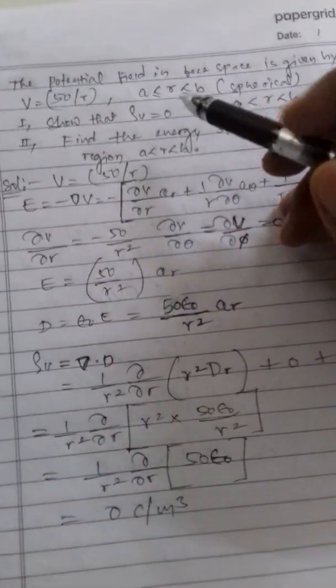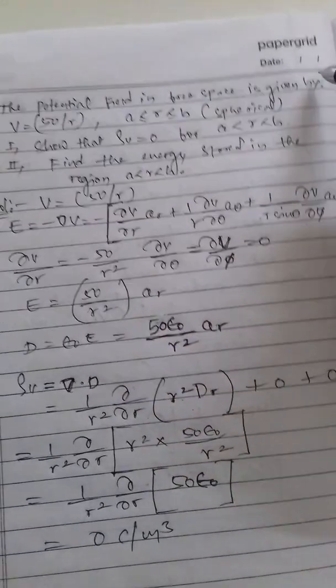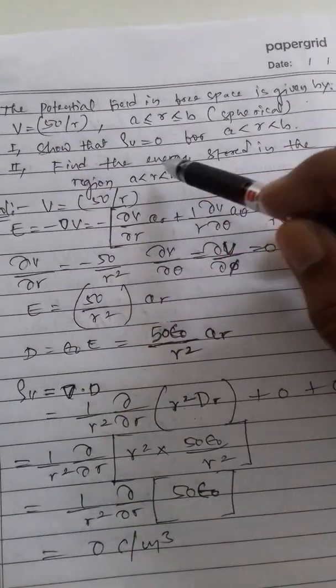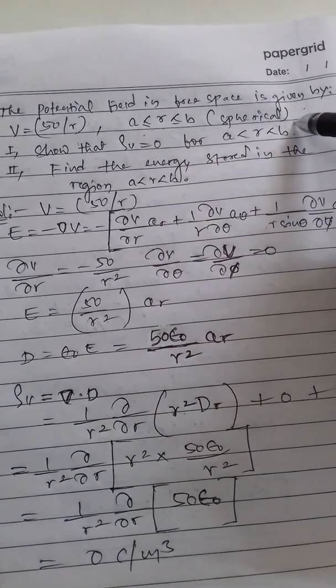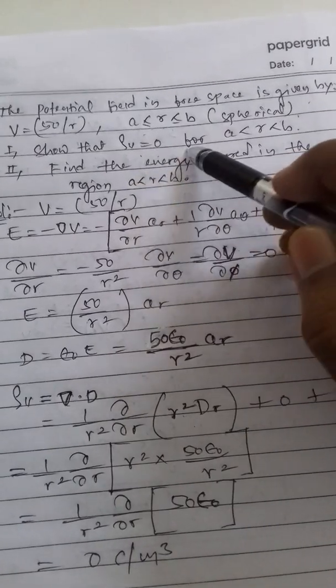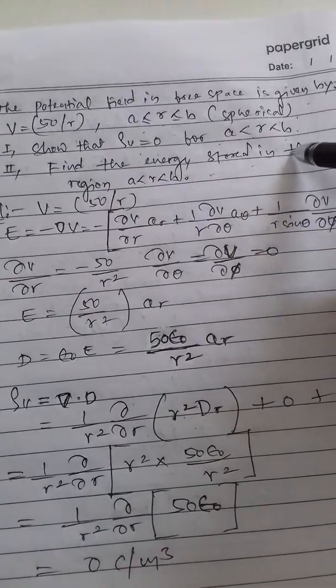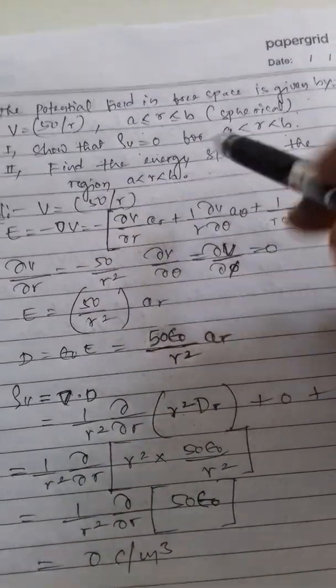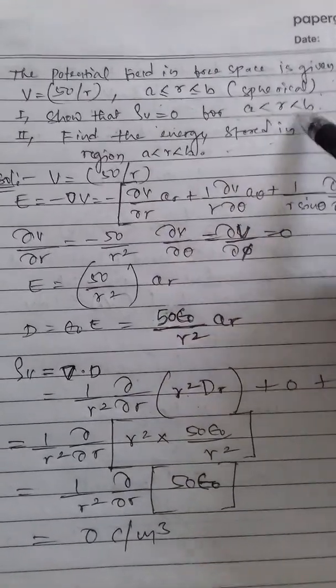Now we shall solve one of the examples. The potential field in free space is given by V is equal to 50 upon r, for a less than or equal to r less than or equal to b, in spherical coordinate systems, so that the volume charge density is equal to 0 for a less than r less than b. Find the energy density in the region a less than r less than b. Here the volume charge density is equal to 0 in these regions.